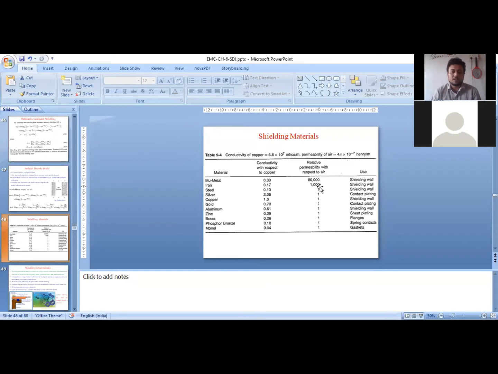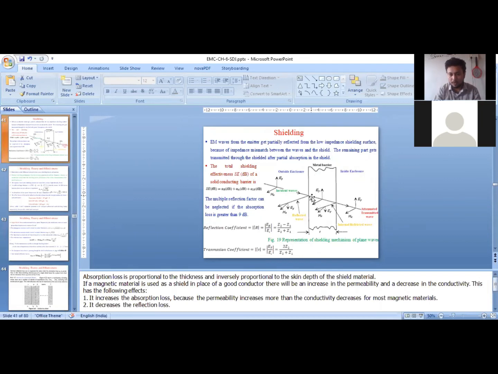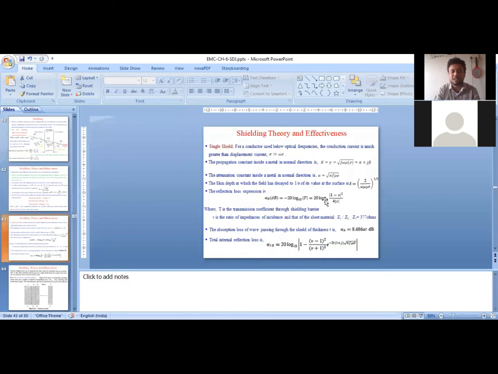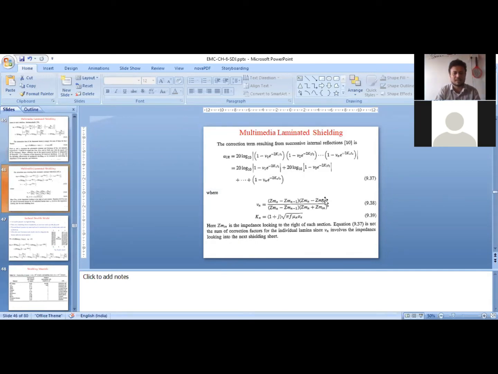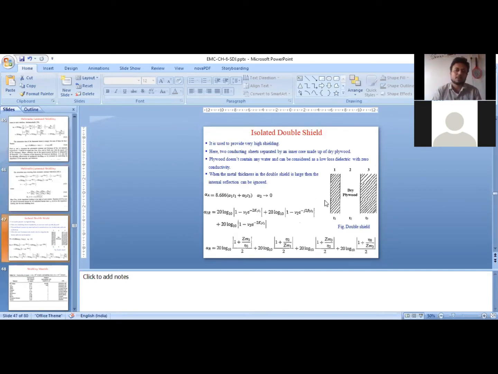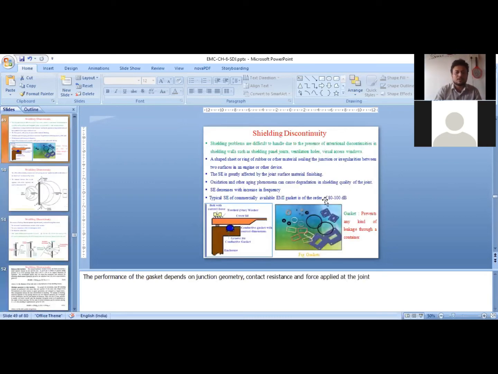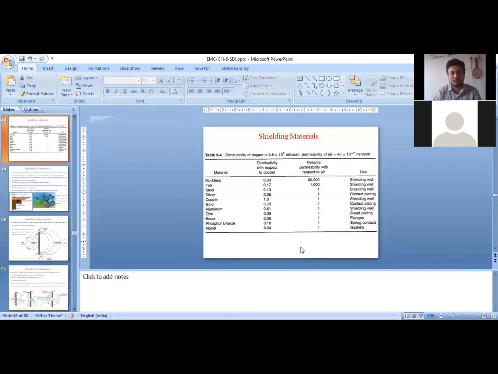So what is the difference between electric conductor shielding and magnetic conductor shielding? The magnetic conductor shielding offers very high absorption loss as compared to electric shielding. We need to reduce the amplitude of the signal as much as possible so that the net signal going to the receiver is as low as possible. So to increase the absorption loss, mu metals are recommended, especially at low frequency. But mu metal again has certain drawbacks. It has a saturation problem. So instead of one mu metal, multiple mu metals can be used. So these are the different conducting materials one can use for shielding for different purposes.